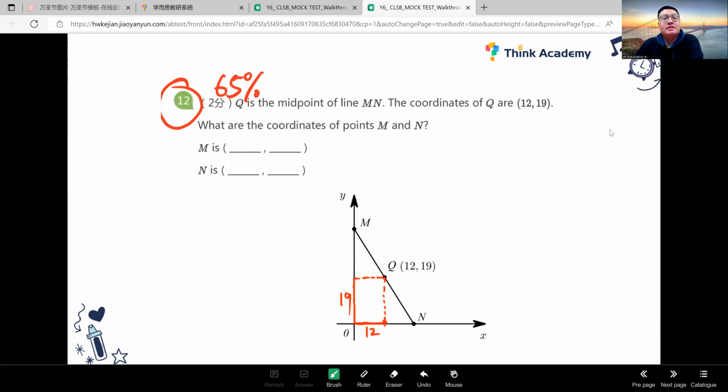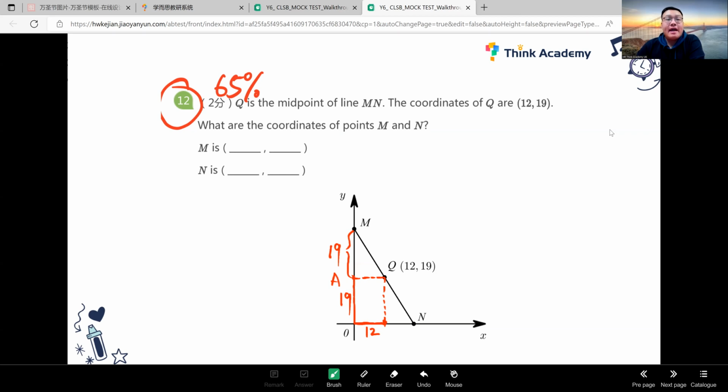Question. Because Q is the midpoint of MN, what is the length of MA, guys? Let's say this point is A. Because Q is the middle. Yes, Kiki? Is it just going to be 19 times 2? Yeah, that's right. 19 is the midpoint of M.